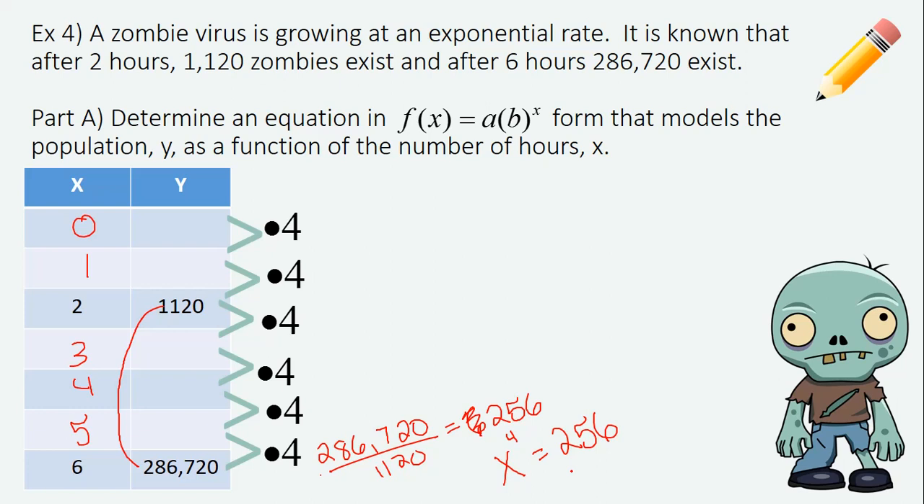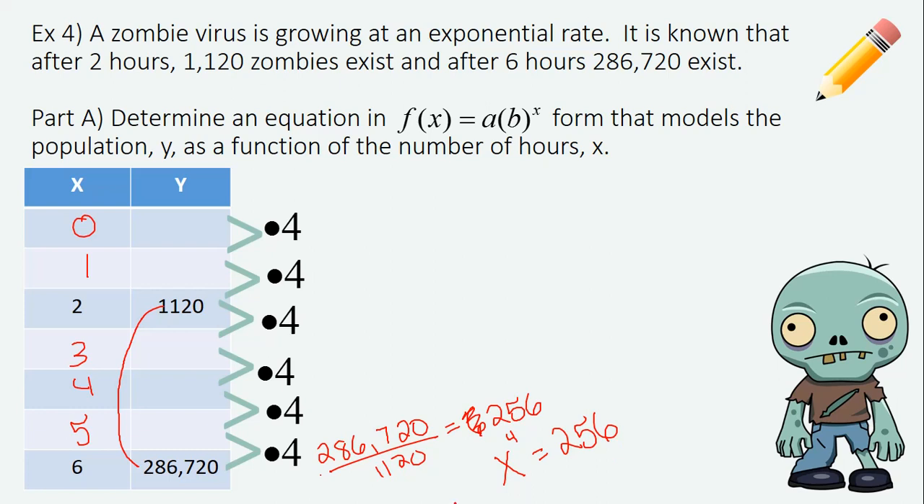How else can you do this? You could also just do some guess and check. 1120 times 2 times 2 times 2 times 2. Does that give me what I need? No. Multiply by 3 a whole bunch of times. Try that. No, 4. There we go. This would be the more mathematical way to do that.